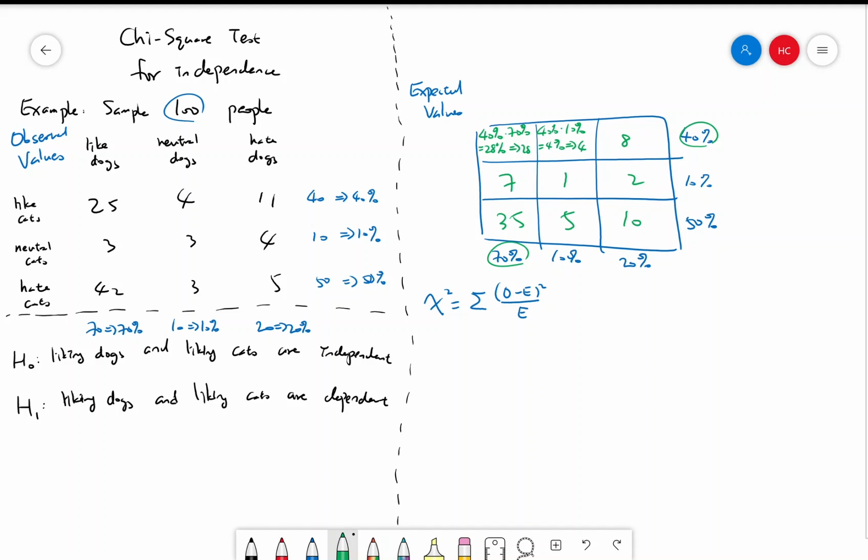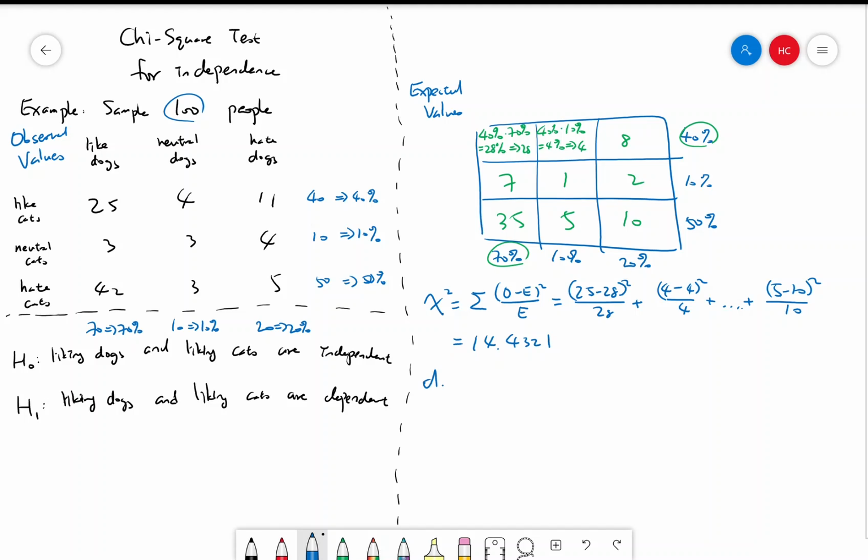Okay, so that's our chart for expected values, and we can calculate the value for chi-square. So the chi-square is equal to O minus E squared over E for all 9 entries. So this is equal to 25 minus 28 squared over 28, top left, plus 4 minus 4 squared over 4, top middle. I'm not going to write down all the 9 entries. And then bottom right is 5 minus 10 squared over 10. If you use a calculator, this is equal to 14.4321. So that's our value for chi-square, and we also need the degrees of freedom.